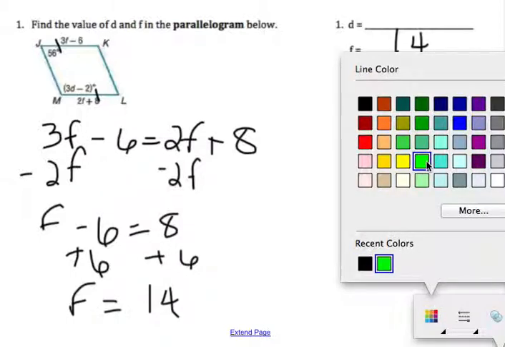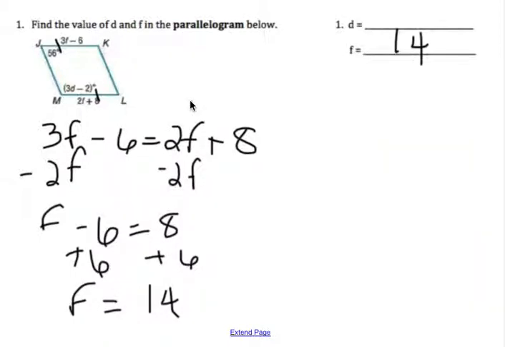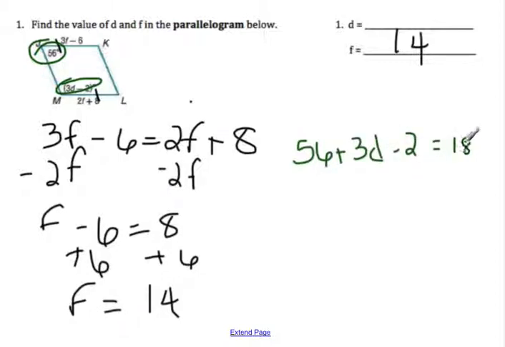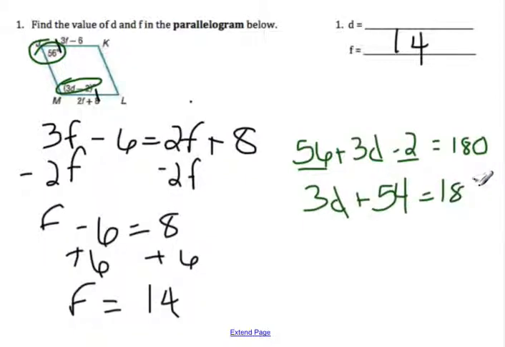Now another rule we learned about when talking about parallelograms is that consecutive interior angles are 180 degrees. So those two angles represent consecutive interior angles for that one. Okay, so now let's go ahead and add those to 180. So 56 plus 3d minus 2 is going to be equal to 180. So now I'm going to take my 56 and add it with my negative 2. So then I end up getting 54, and that's going to be equal to 180.